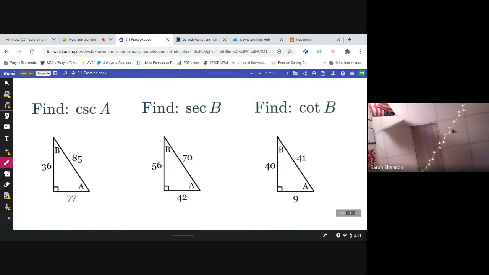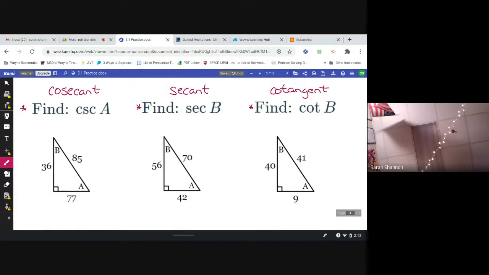The first one says find cosecant of A. Remember, CSC is the abbreviation for cosecant. And so when we see the abbreviation CSC, we want to make sure we say the word cosecant. Now, these three, cosecant, secant, and cotangent, each one of them is kind of paired up with the sine, cosine, and tangent. So this first one's a lot like sine. Second one is paired up with cosine, and the third one with tangent.